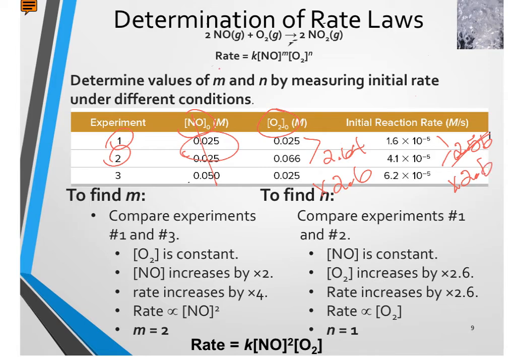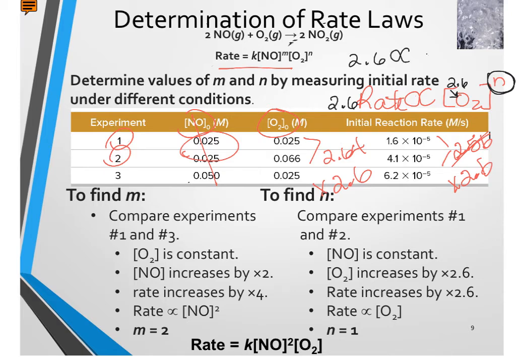So looking again, let's look at our rate law again and just simplify it, to just have the oxygen component. So what did we do? We increased this by 2.6, right? And the rate also increased by 2.6. And we want to know what n has to be for that to be true. Okay, so n clearly has to be 1.